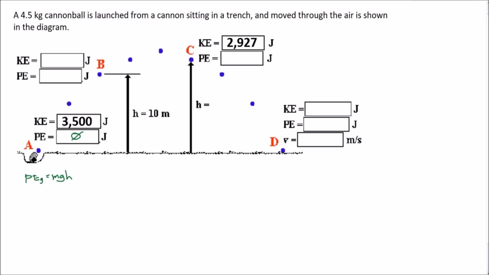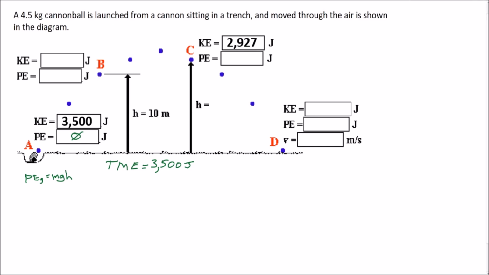Now, right away, this tells us something really important: the total mechanical energy, which is just the sum of all the energies involved, is 3,500 plus 0. So keep in mind that the total mechanical energy is 3,500, which means every single pair is going to have to add up to 3,500 joules.